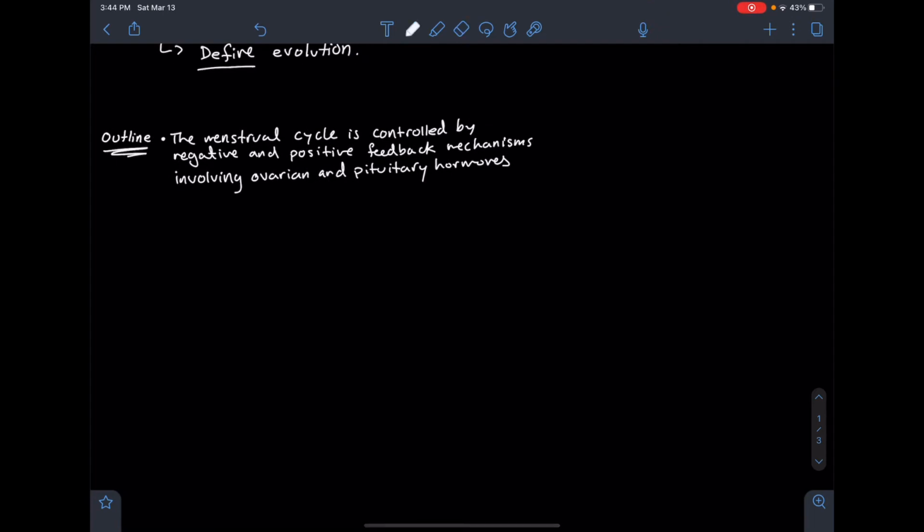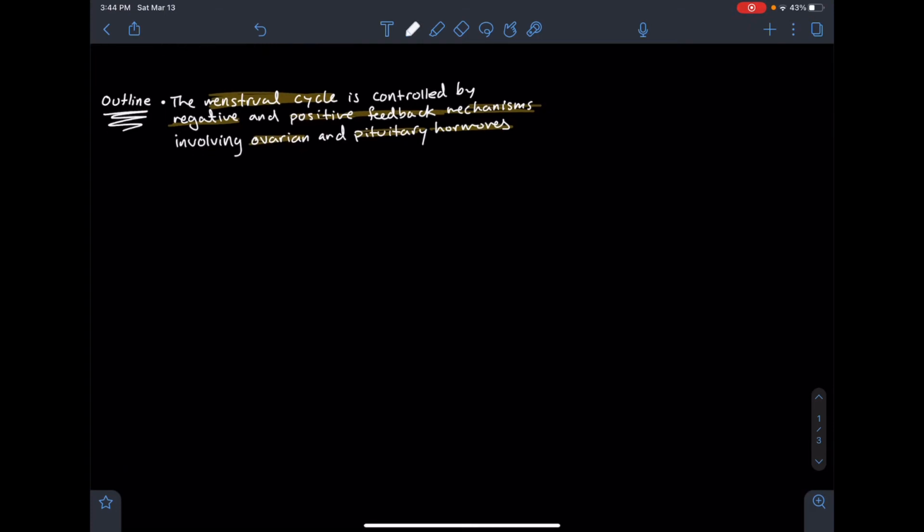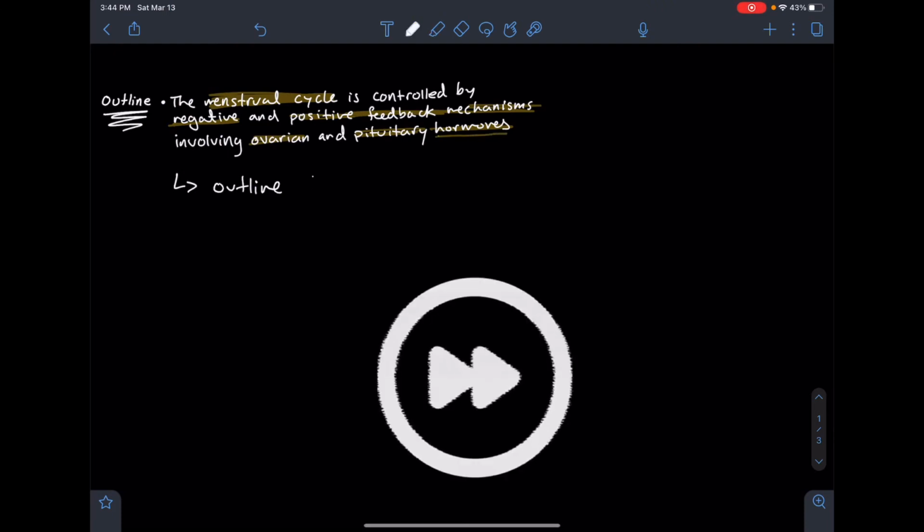We have our command term here, which is outline, and some of the buzzwords we have to attune to are: the menstrual cycle is controlled by negative and positive feedback mechanisms involving ovarian and pituitary hormones. Using these keywords, we can make our practice question. I want to focus on the hormones because those are usually the trickiest parts. So, outline the role of hormones in the menstrual cycle.